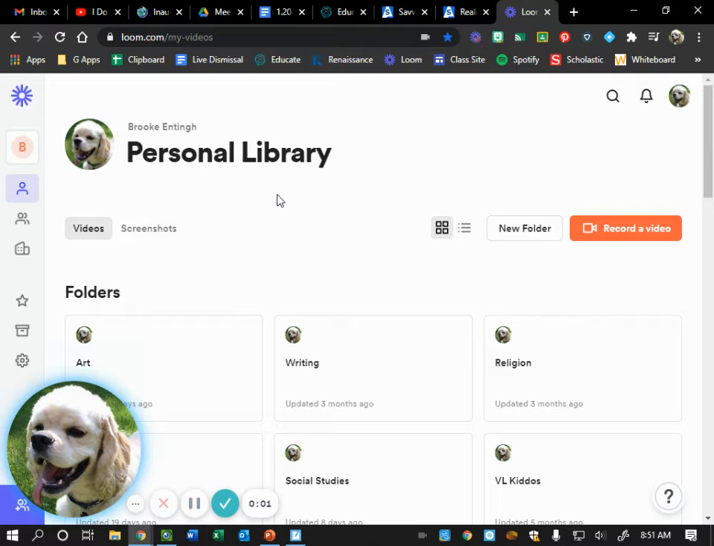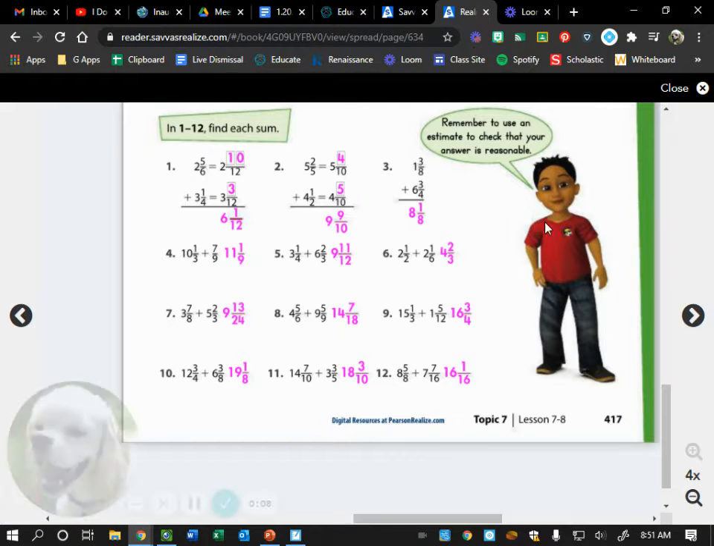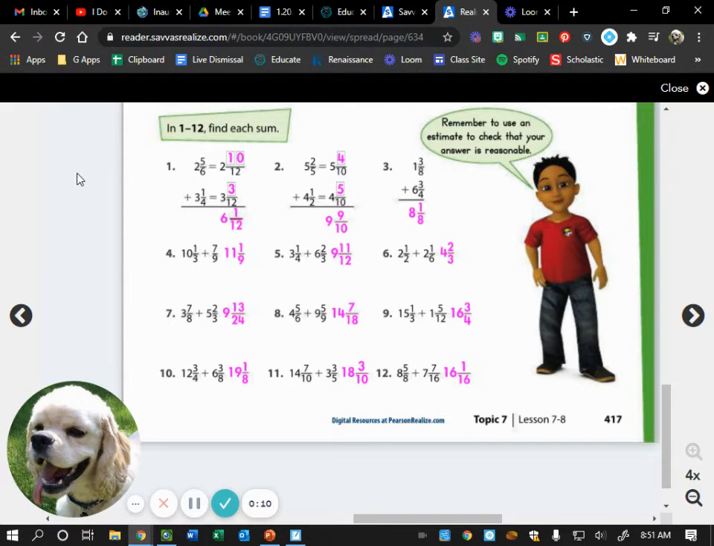All right, we are open to last night's homework, page 417 and 418. Here is 417. We had number 2, number 3, number 7, number 8, number 13, and number 19. So, looking at number 2.